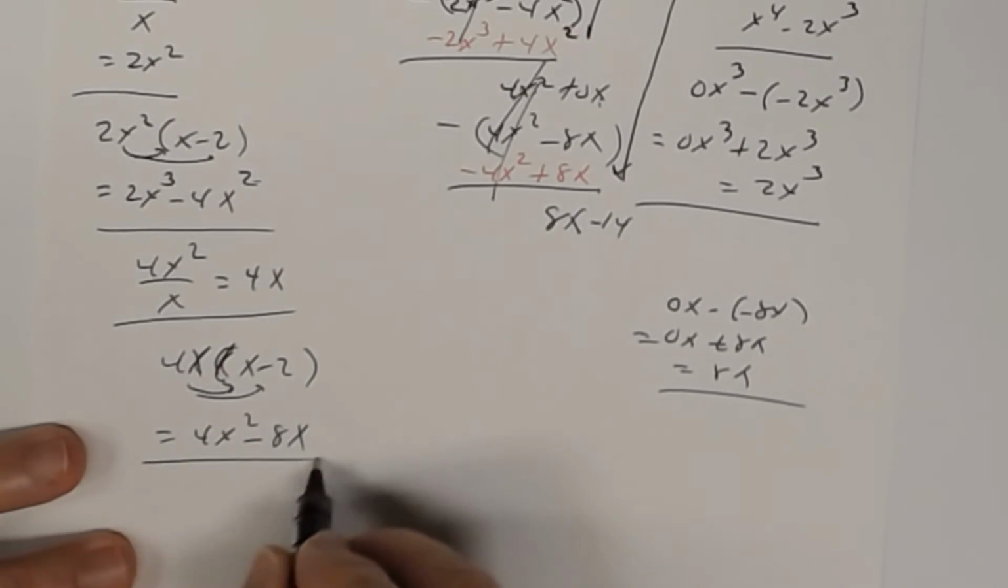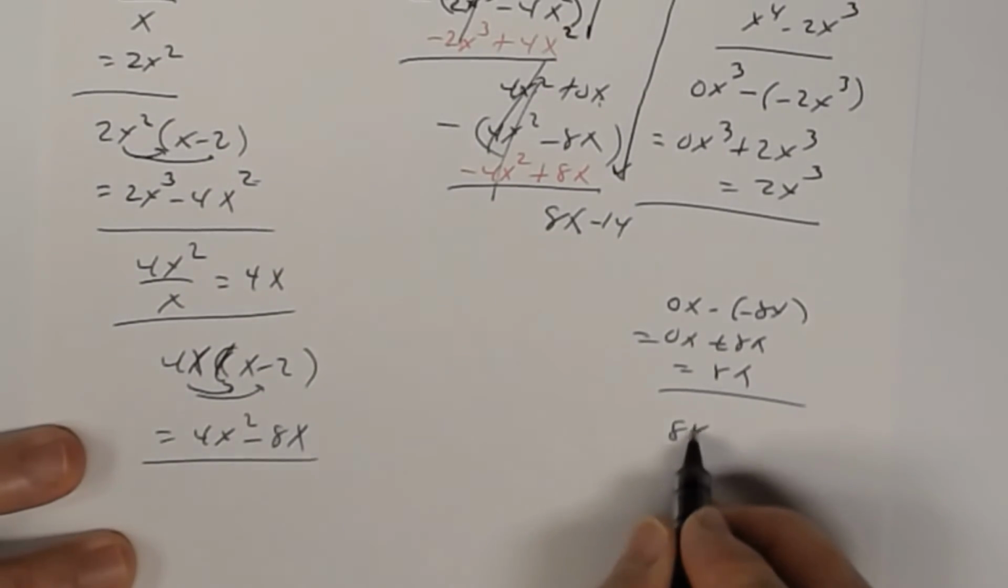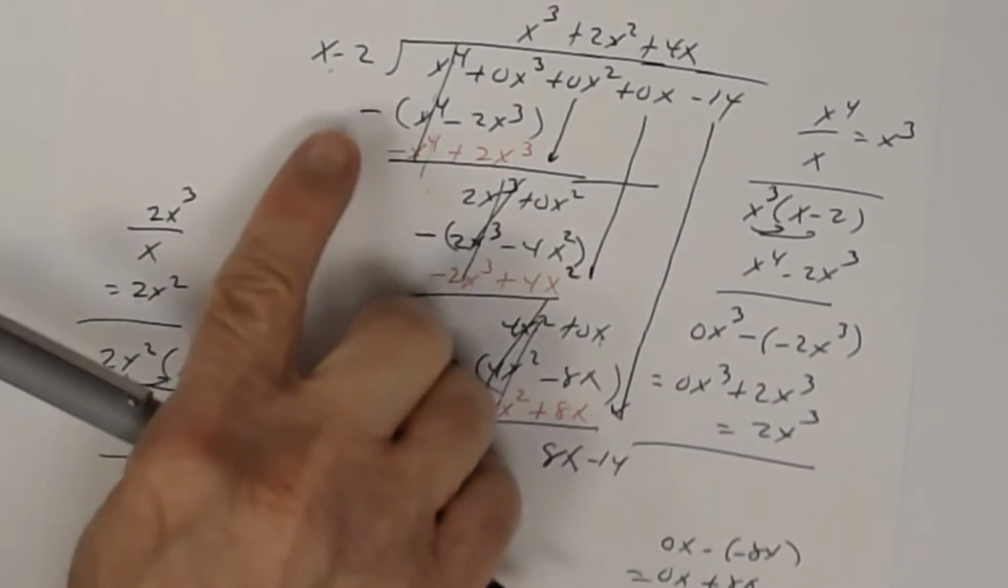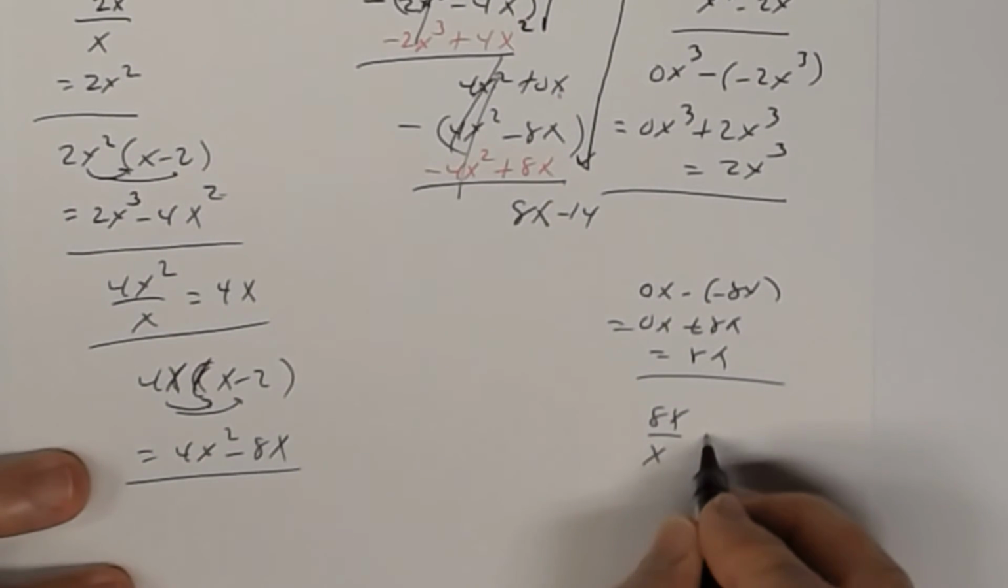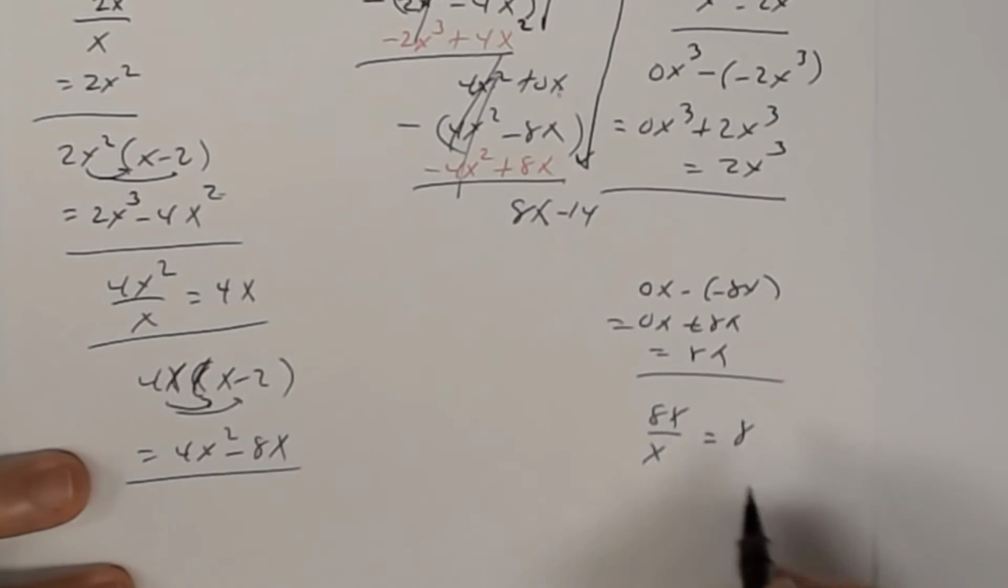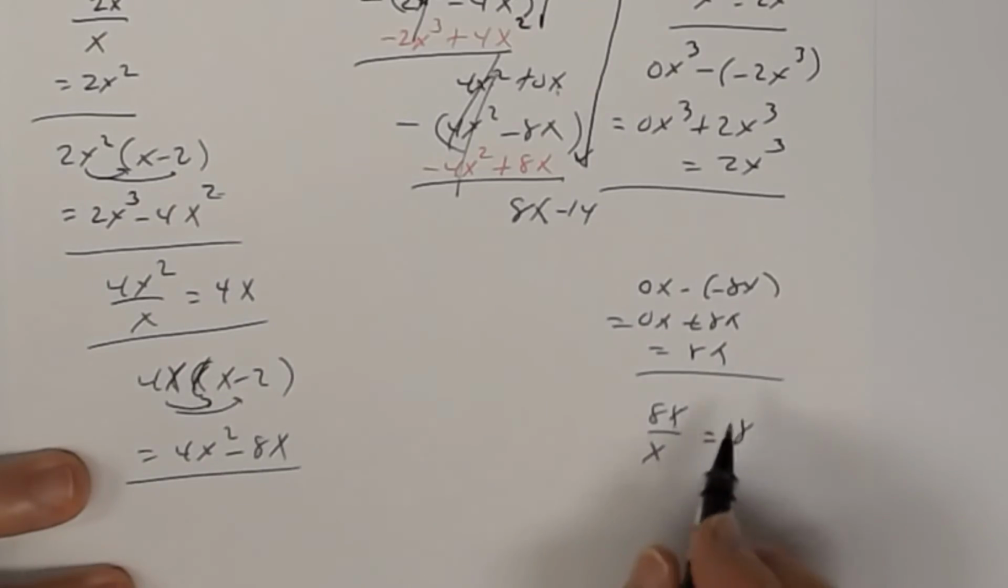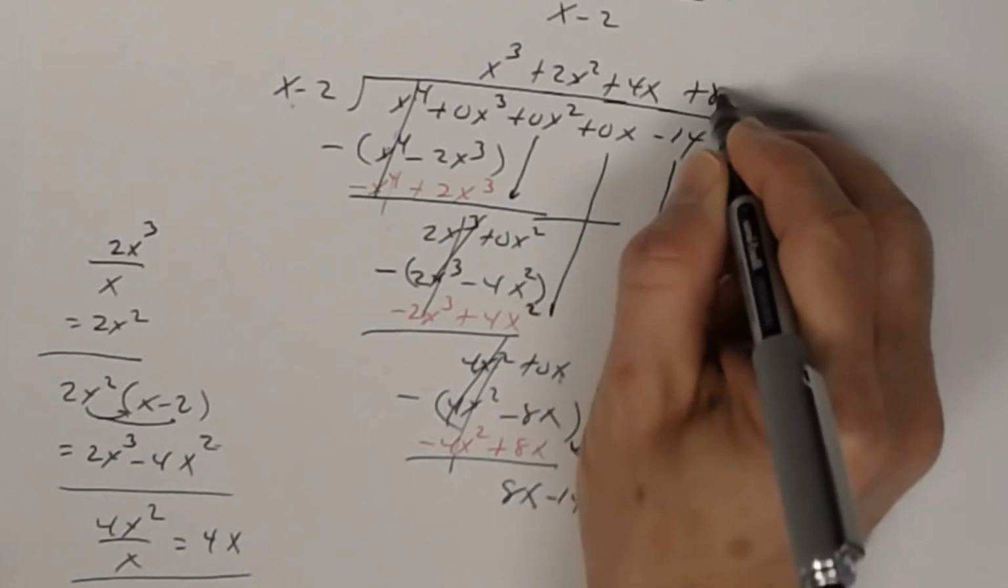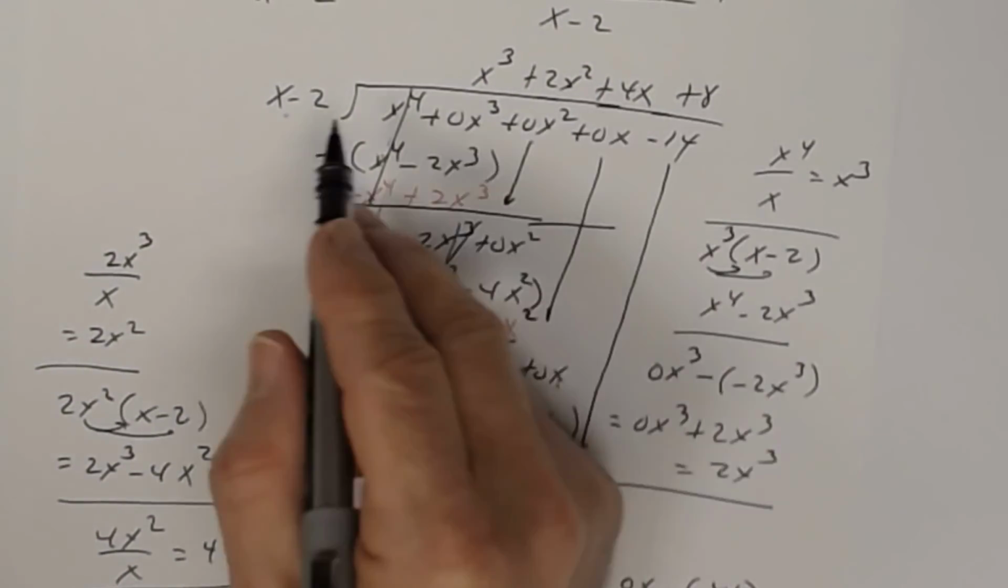So I'm going to say 8x. So first divided by first. So 8x divided by x is just 8, because x divided by x is 1. And so now I'm going to put the 8 here and I'm going to multiply 8 times x minus 2.